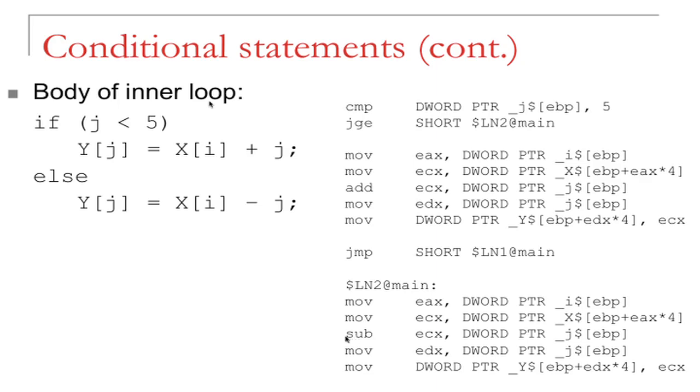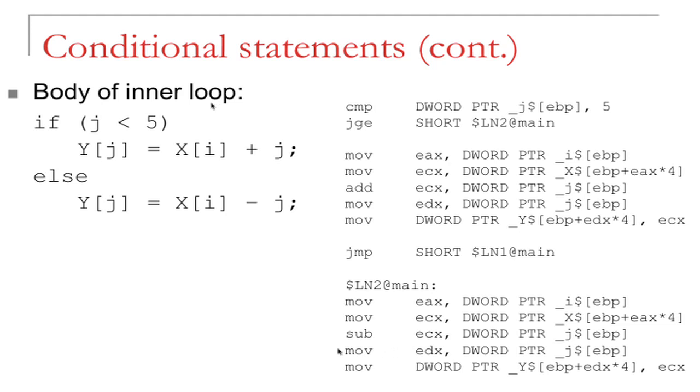By this subtraction instruction, we have completed the right side of this assignment. After this subtraction instruction is completed, ECX will have this difference. The next one, we will use the address of variable J, and then we're going to load the value of J to EDX.